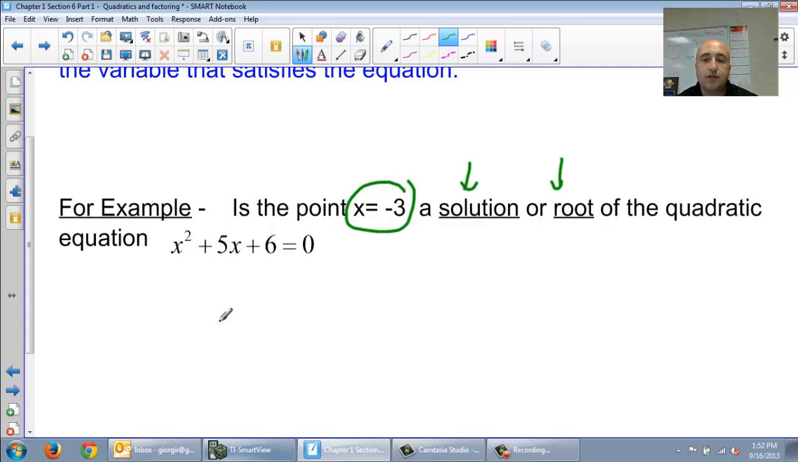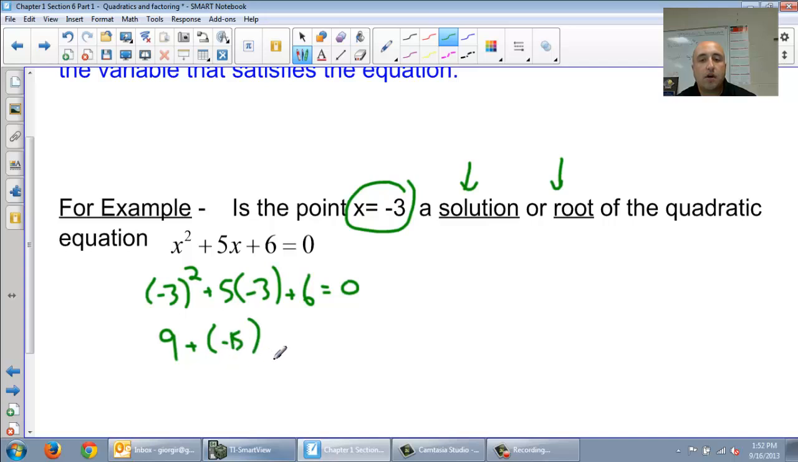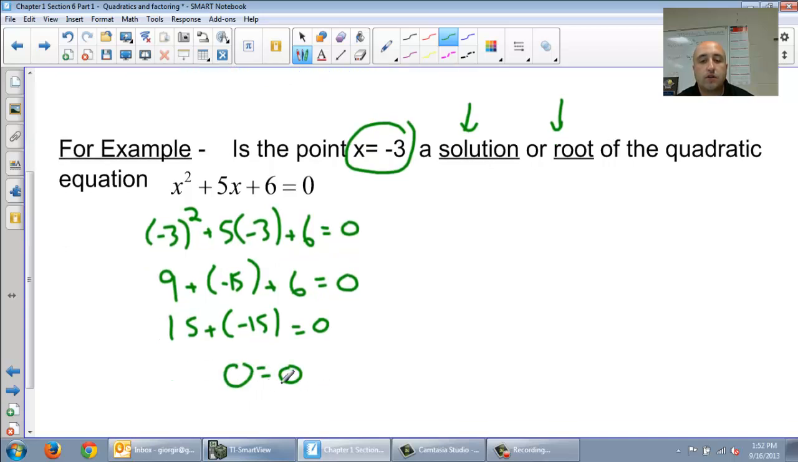So what you need to do is take your point, x equals negative 3, and plug it in. So I have negative 3 squared plus 5 times negative 3 plus 6 equals 0. If it is a solution, it will work out correctly. Negative 3 squared, negative 3 times negative 3 is 9, plus 5 times negative 3 is negative 15, plus 6 equals 0. 9 plus 6 is 15, plus a negative 15 should equal 0. So 0 equals 0. Is that true? Yes, it is. So, negative 3 is a root or solution.